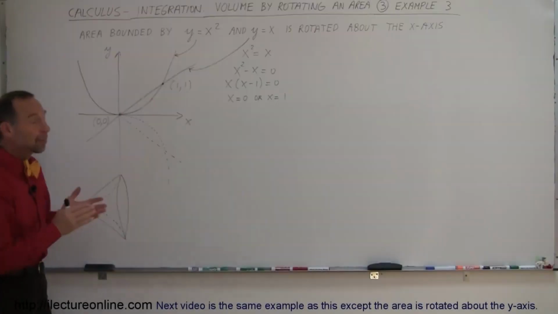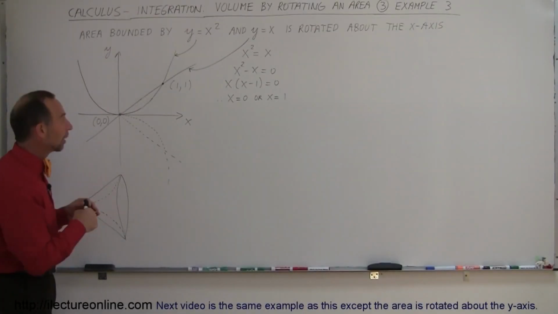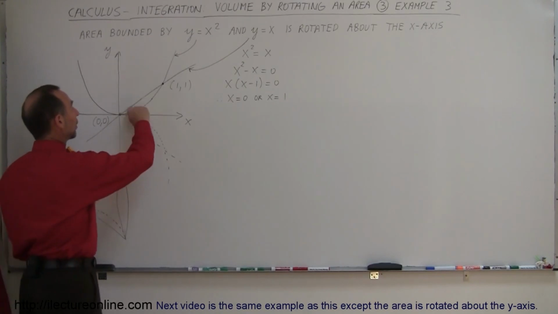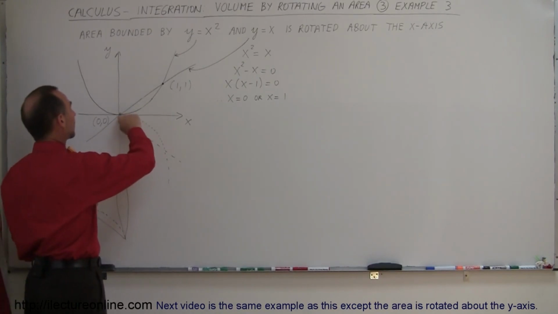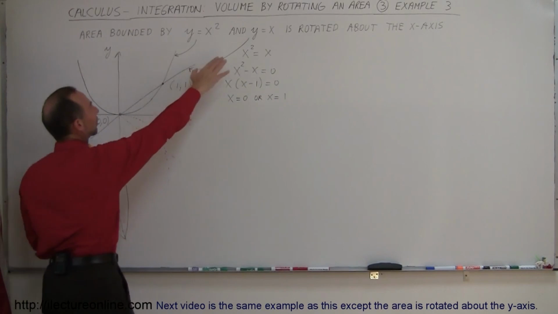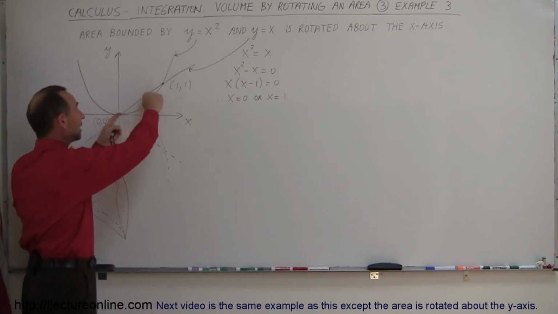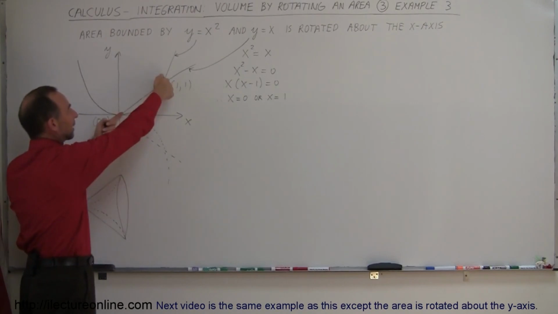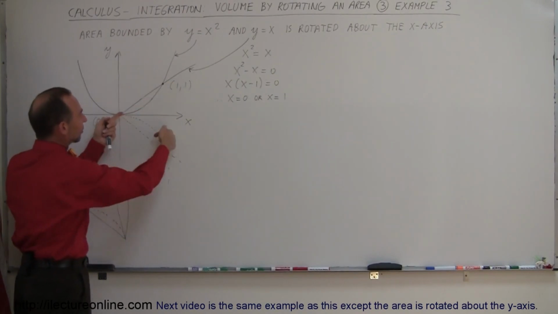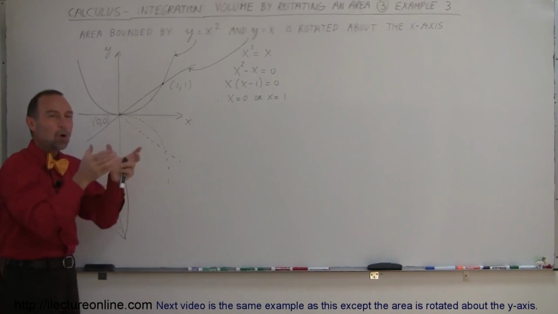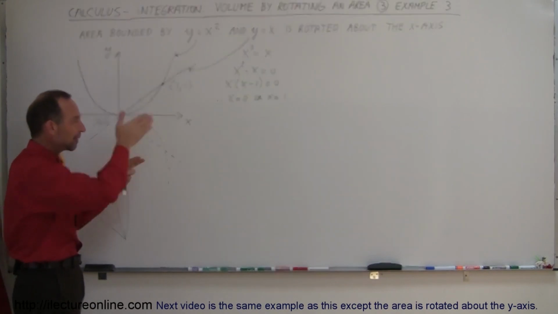Here we're doing our next example of how to find the volume created by taking an area defined by two equations. So here we have a straight line, y equals x, a parabola, y equals x squared, and so they intersect in two places and they bound an area. If we take that area now and we rotate it about the x-axis, we end up with some sort of cone volume that has a varying thickness wall.